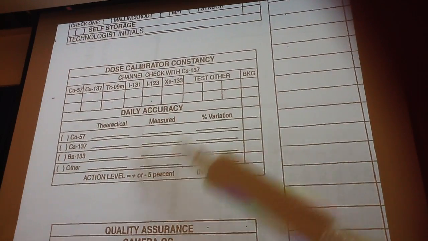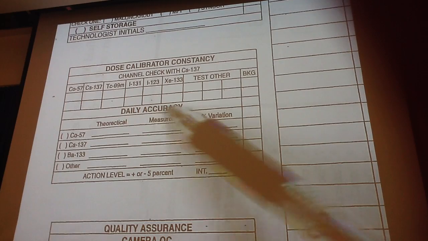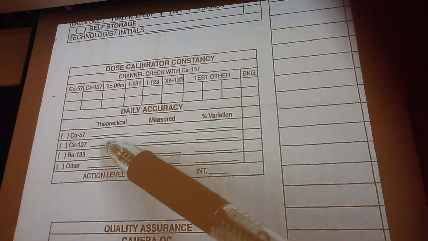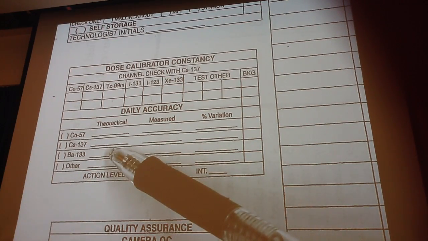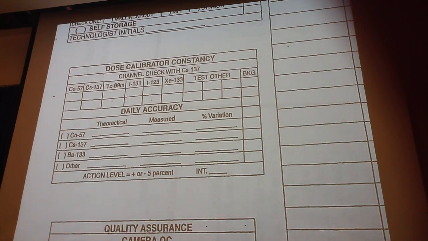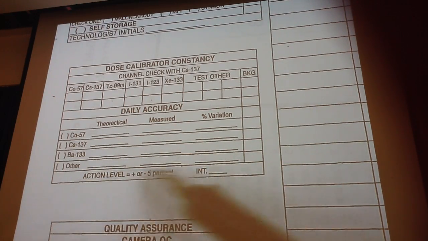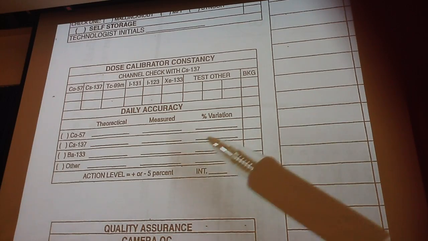Okay, down here, now this is not a daily accuracy check. Okay, that's one thing, this is a daily constancy check. The daily constancy, remember I said that the cobalt represents technetium, the cesium represents what? What radiopharmaceutical does that represent? Okay, molybdenum. What does barium-133 represent? Okay, iodine-131. So if you are using iodine-131, it would be good to have this barium there. And then if you have any other radionuclides that you use, but typically the cobalt and the cesium are the two that are basically required.